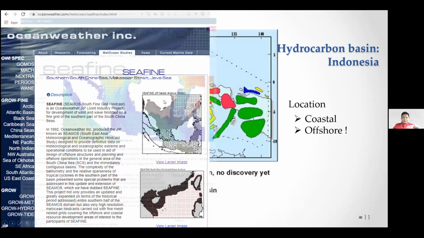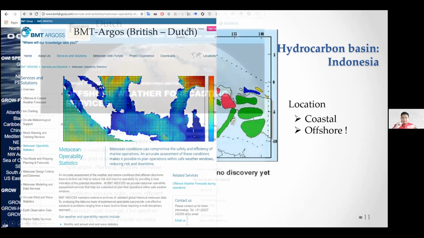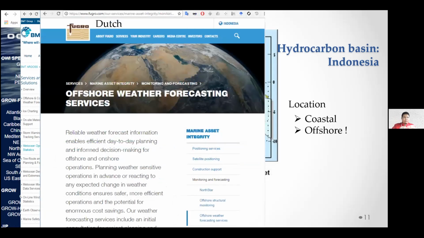The other company is originally a Dutch company, and then bought by a British company. So this is a British and Dutch company. They are also, of course, selling meteorology and oceanography services in Indonesia. And this is also quite a large company from the Netherlands. They are selling this weather forecasting service, especially for Indonesia. It's an Indonesian company, like an oil and gas company.